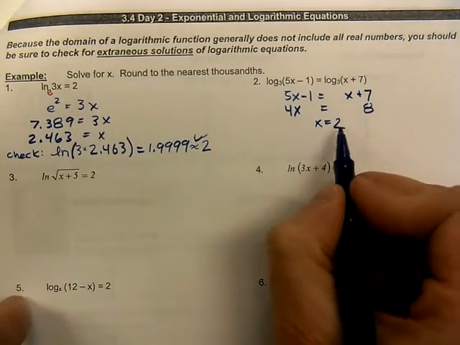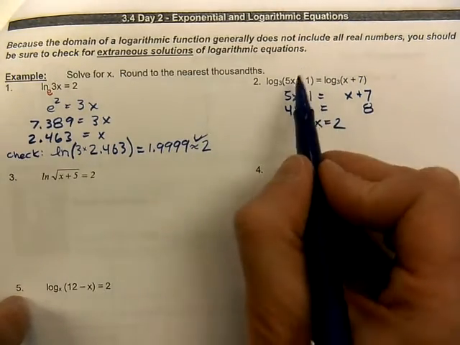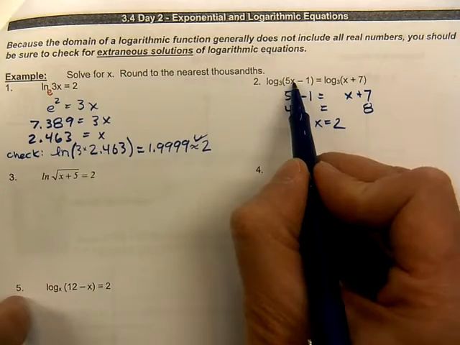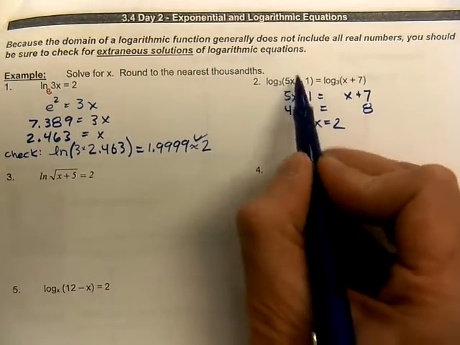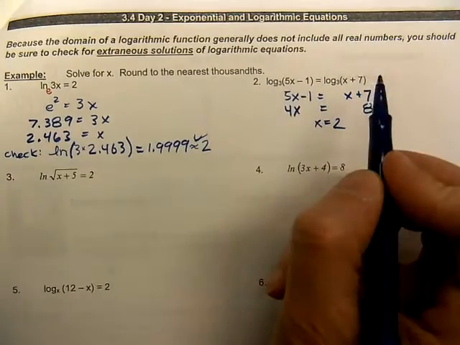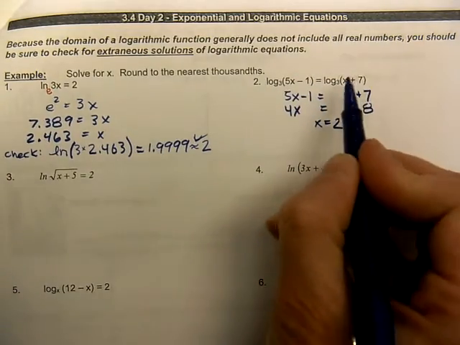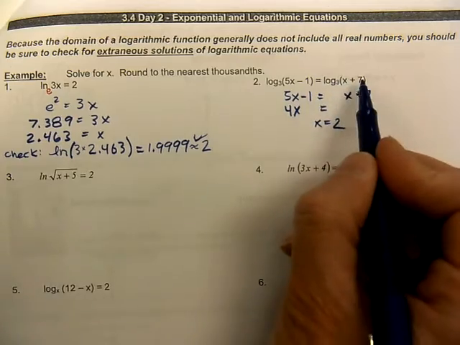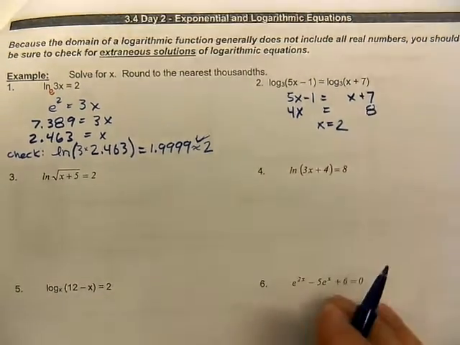So let's do that mental check. I have a positive 2, plug that back in for x. You're multiplying it by a positive 5. So it's still positive, even if you subtract 1, it's still positive, so that checks out. You have to check in each place. Take the 2, plug it in, add 7, that's a positive 9. That checks out, so we're doing fine.